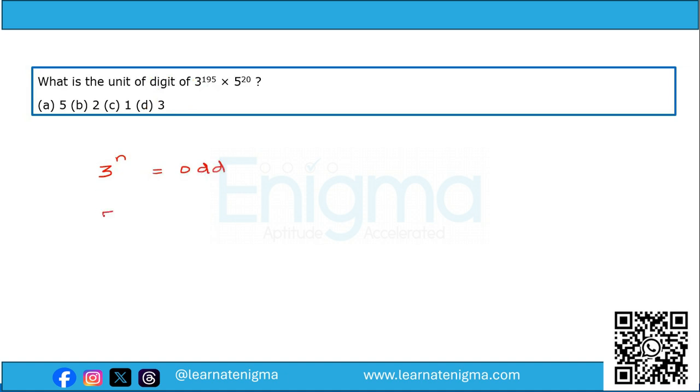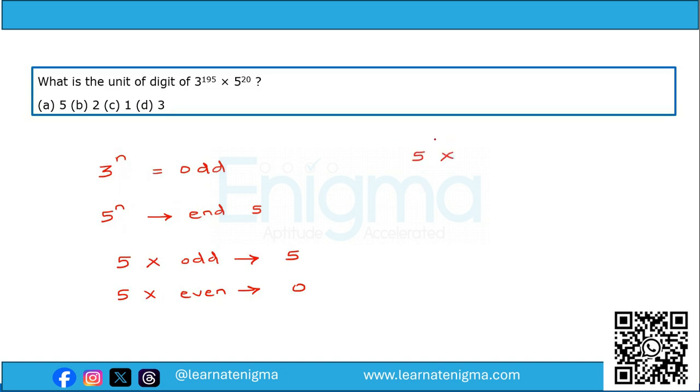And 5 raised to any number always ends with 5. Now, 5 multiplied by any odd number always ends with 5. And 5 multiplied by an even number always ends with a 0. Now, in this case, we can say that 5 raised to 20 ends with 5.